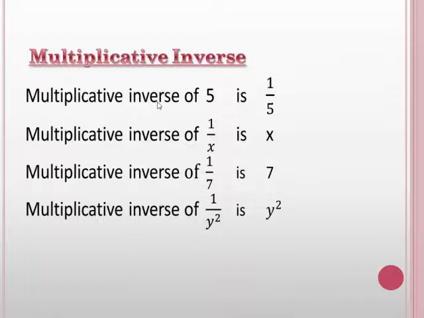Now here is the multiplicative inverse. How do we write the multiplicative inverse of a number? The multiplicative inverse of 5 is 1 upon 5. The multiplicative inverse of 1 upon x is x. The multiplicative inverse of 1 upon 7 is 7. The multiplicative inverse of 1 upon y square is y square.